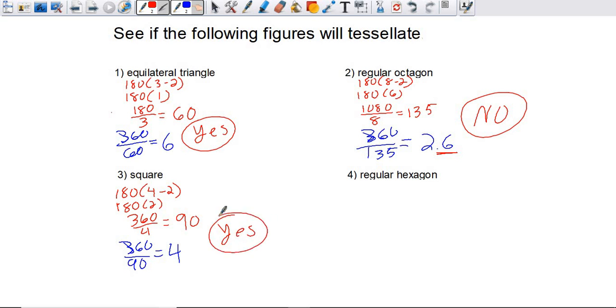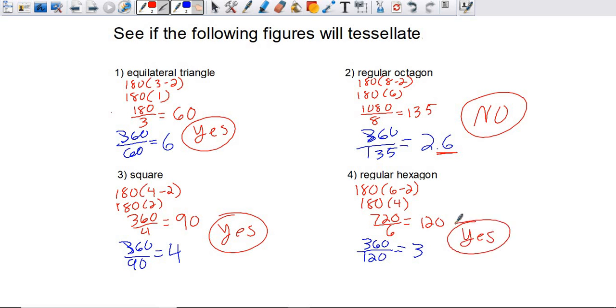All right? And then the last one, a hexagon. A hexagon has 6 sides, so we do 180 times 6 minus 2, which is 180 times 4. 180 times 4 gives us 720. Figure out what each angle is, we go ahead and divide that by 6, because that's the number of sides, and we get 120. To figure out if it'll tessellate, we take 360 divided by that one interior angle, and we get 3. Because that is a whole number, we know it will tessellate, so yes, it'll be a tessellation.